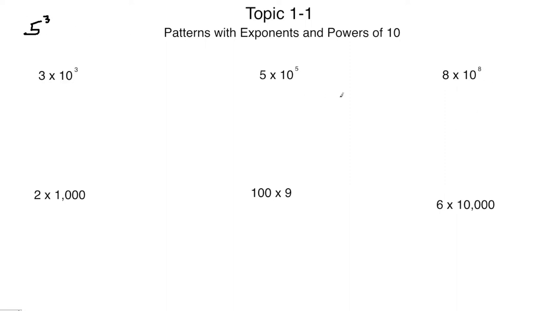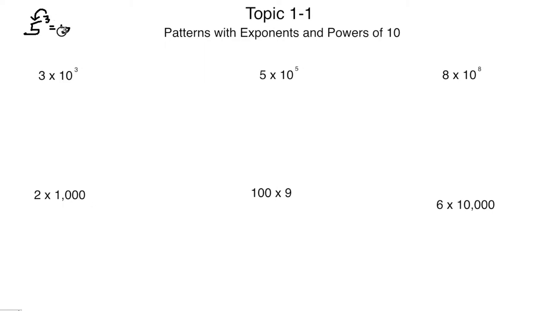Okay, now a lot of kids get confused and they see this and they think it's 5 times 3. Well, why not just put an X right there? I mean, it doesn't mean that. It's a shortcut. It's an abbreviation, like in language arts. What it means is the little guy tells the big guy how many times to multiply itself. So it's saying 5, you need to multiply yourself 3 times.